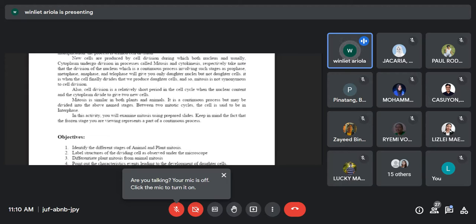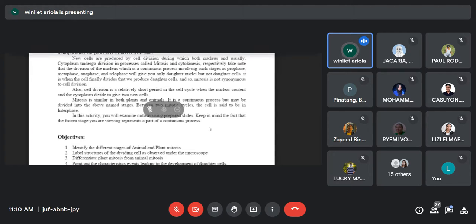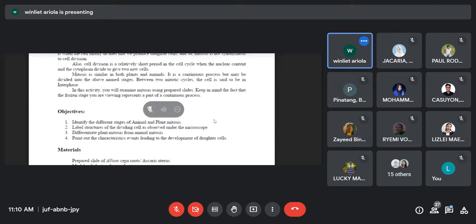Okay, and mitosis is similar in both animal and plants. So it is a continuous process but may be divided into the above named stages. Yun ang PMAT. So between two mitotic cycles, the cell is said to be in interphase. So interphase, it's like the preparatory. Okay, so before sa mitotic cycle, before sa different stages.